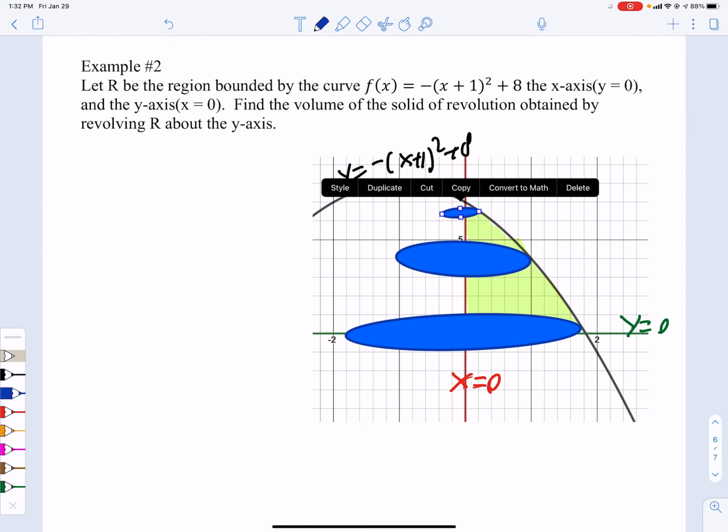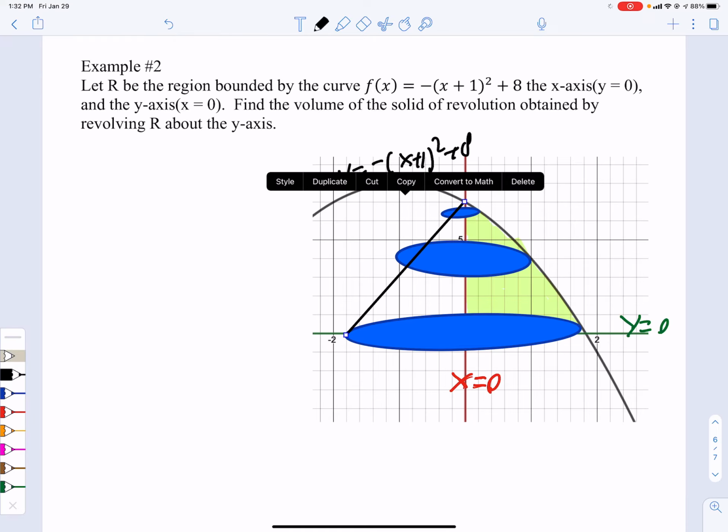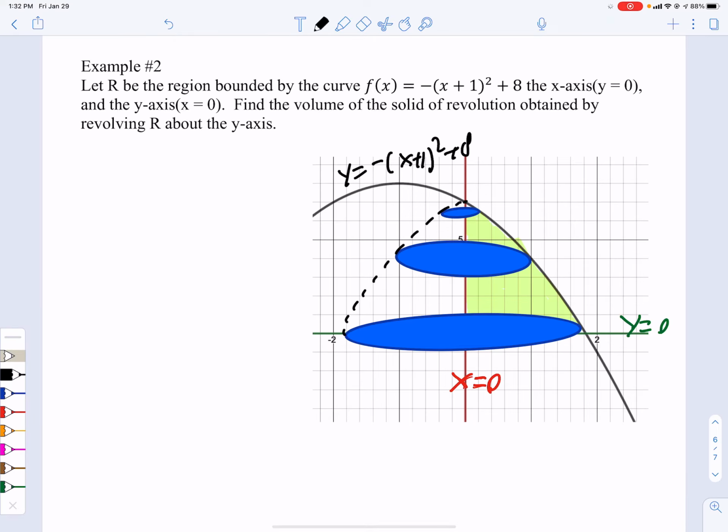Now let me, in a dashed line, draw this other side so you can kind of see. Let me just make a dashed line. Yeah, you kind of see what's going on. That is a rough time on that. Hopefully you can see what's going on.